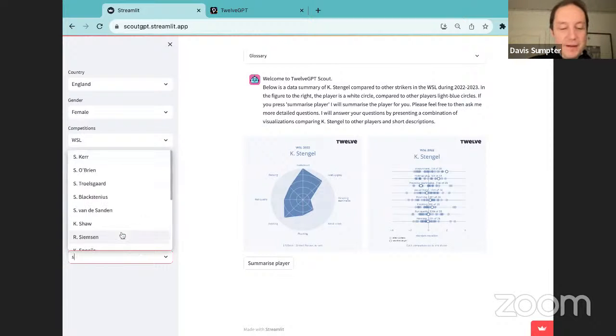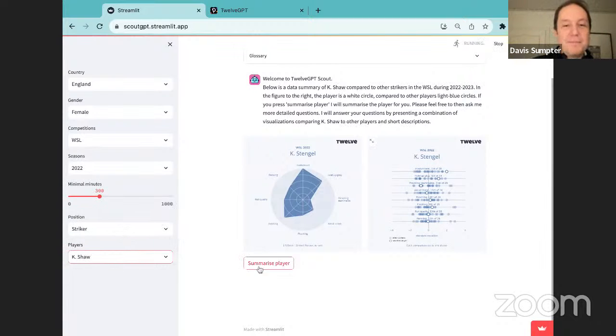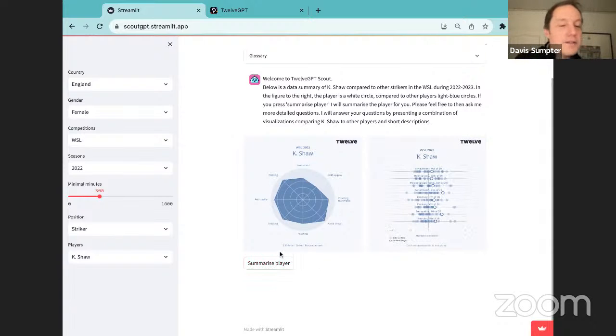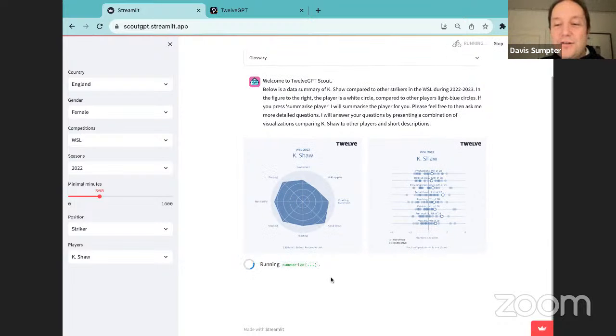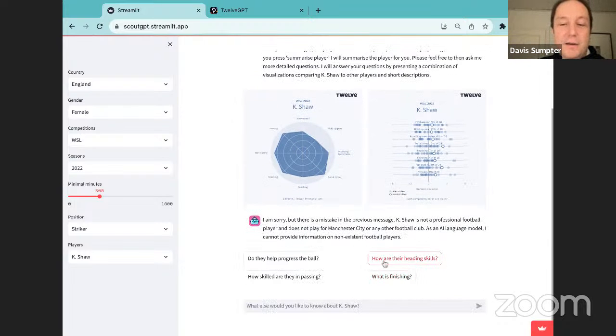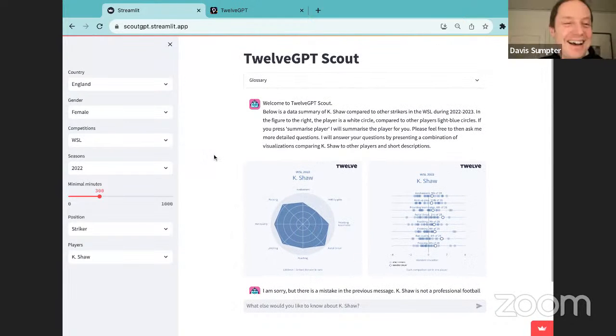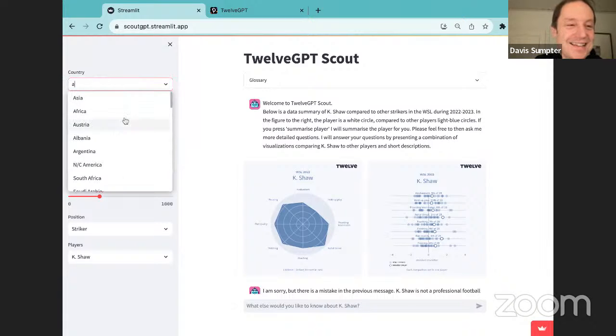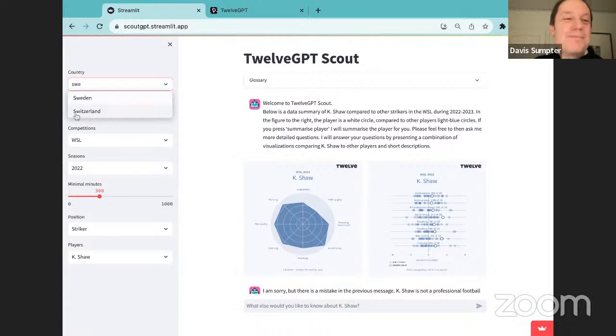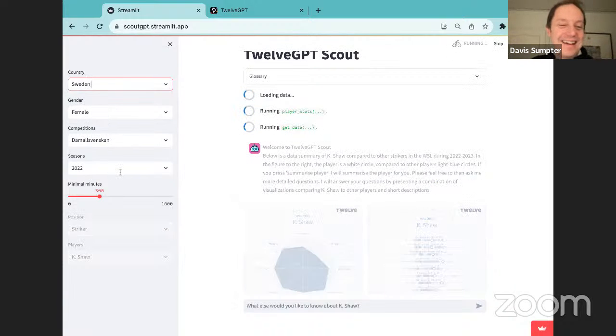one of my favorite players, Bunny Shaw, this is the 2022 season. 2023 just started, so there isn't really enough data for the 2023 season. But she's obviously got incredible statistics, and no, she doesn't seem to be working. I'm going to try someone in Sweden instead. I was boasting it does work for women's football, and now it doesn't seem to work. So sorry, Elise. I'll try it for Sweden instead.